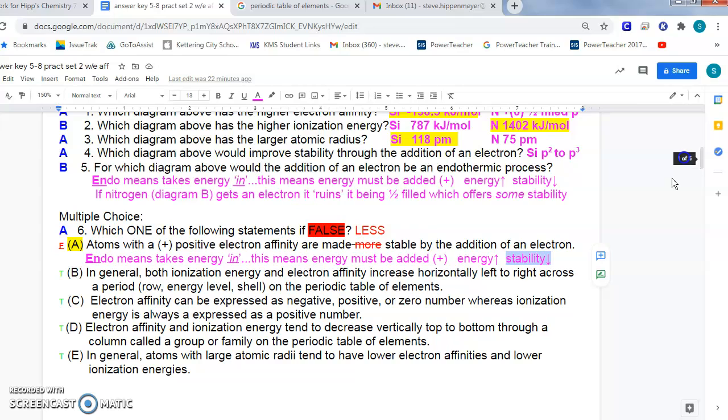Let's go to letter C. Electron affinity can be expressed as a negative. Yep, we already saw that. Negative means stability went up, energy went down. It can be positive. Absolutely. Positive means stability went down, so energy went up.